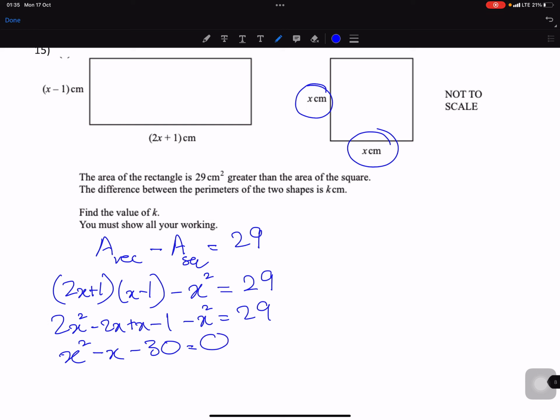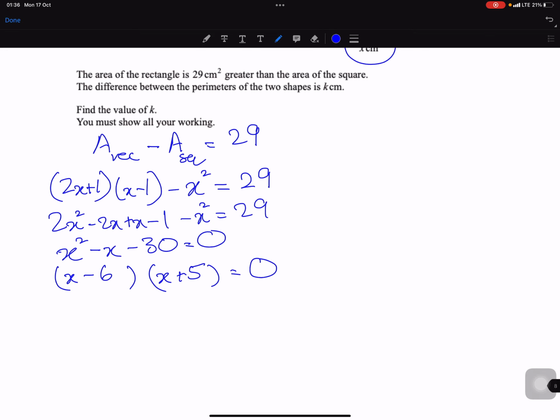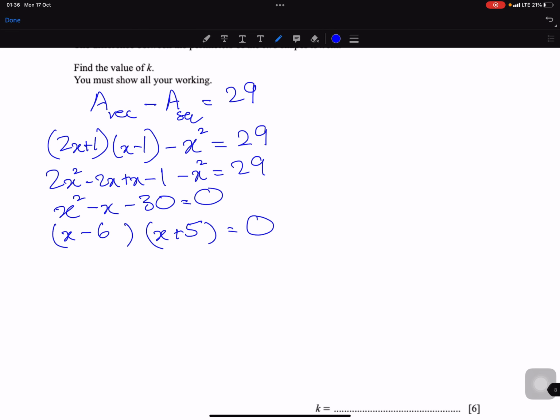Let me erase this. 2x squared minus x squared is x squared, minus 2x plus x is negative x, minus 30 equals 0. Open two brackets. x minus 6 and x plus 5. And this makes x equals 6 or x equals minus 5. We discard this value and we take this value.